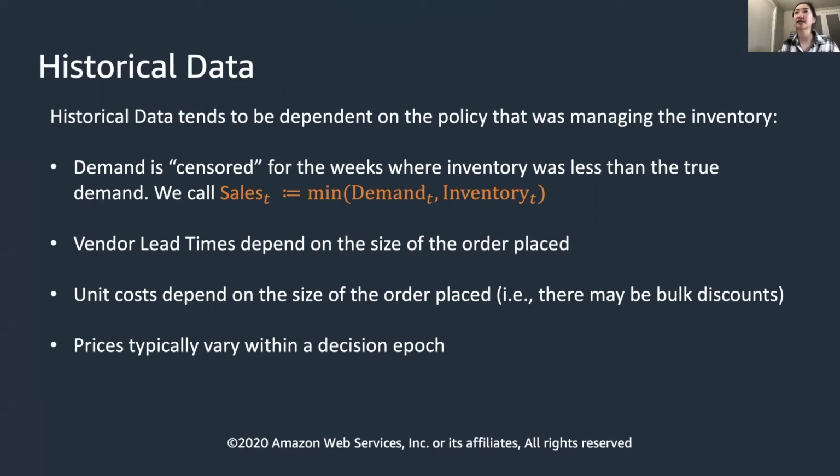Historical data tends to be dependent on the policy that was actually managing the inventory. For example, demand is censored for those times where the policy failed to meet customer demand. Therefore, sales becomes the minimum value of demand and inventory at that time. Further policy-dependent data issues might be that the vendor lead time depends on the size of the order placed. Unit cost also depends on the size of the order placed, and price typically varies within a decision epoch. In a sense, historical data is thus on policy only for the old policy that was managing the inventory, and it is off policy for any RL algorithm that tries to learn a new policy.